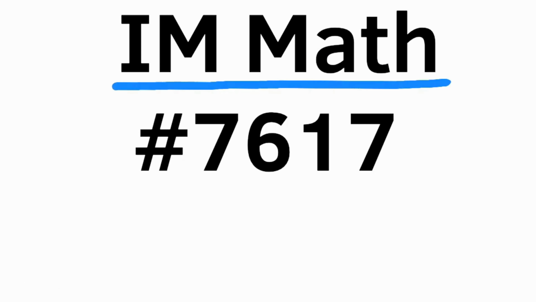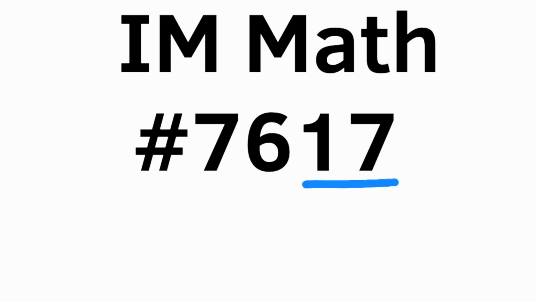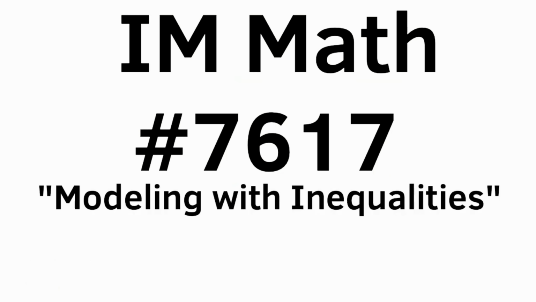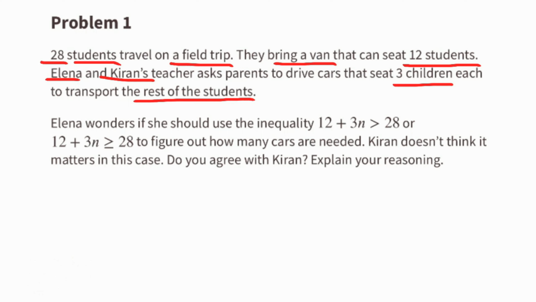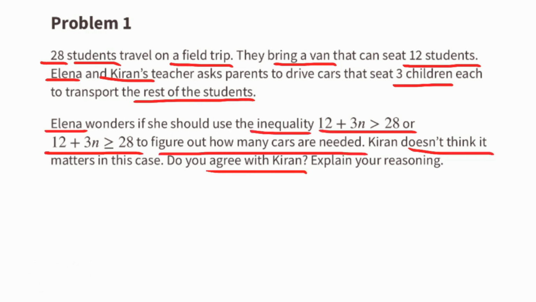Illustrative Mathematics, 7th grade, Unit 6, Lesson 17. Modeling with Inequalities. Problem number 1. 28 students travel on a field trip. They bring a van that can seat 12 students. Elena and Corinne's teacher asks parents to drive cars that seat 3 children each to transport the rest of the students. Elena wonders if she would use the inequality 12 plus 3n is greater than 28, or 12 plus 3n is greater than or equal to 28, to figure out how many cars are needed.